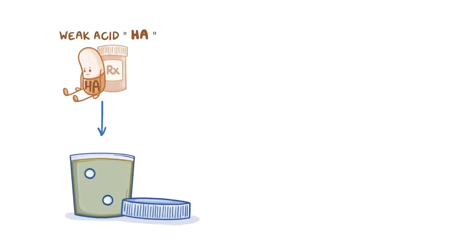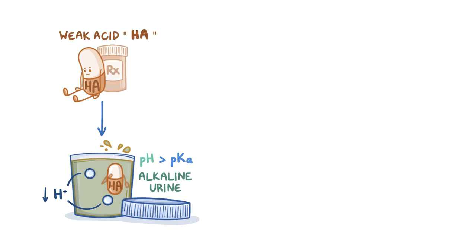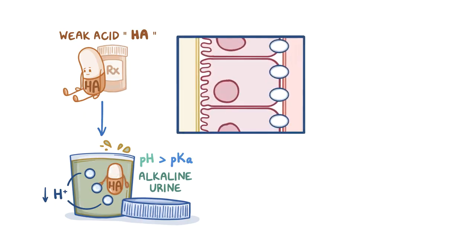So, let's say we place a weak acid, HA, in alkaline urine with a higher pH than the pKa. Since there are less hydrogen ions around, it's going to give up its own hydrogen ion and turn into its charged form, A-. Since it's now polar, it can't pass back through the tubular cell's membrane.